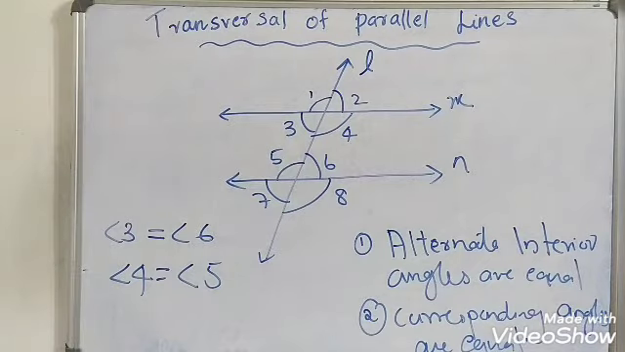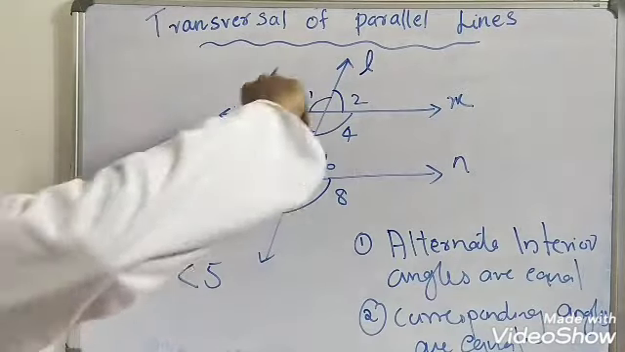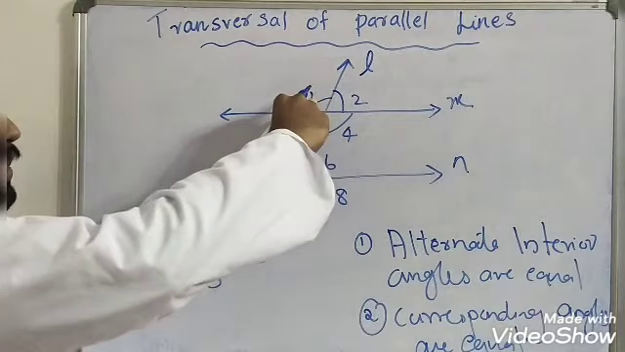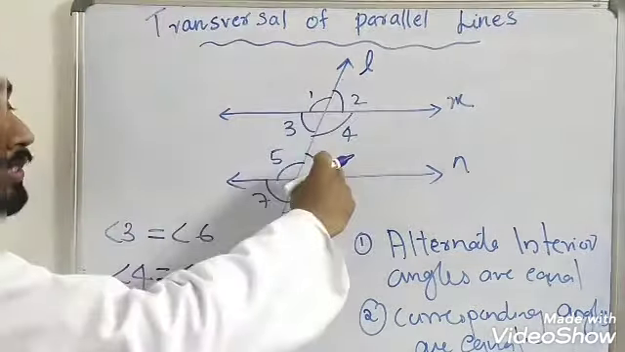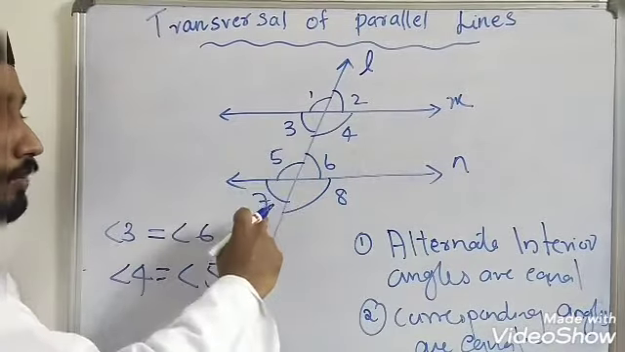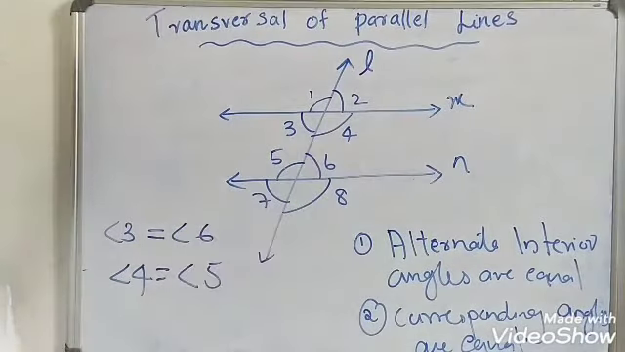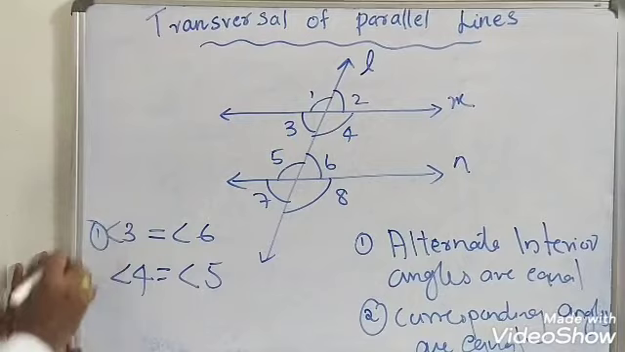Then the next one is corresponding angles are equal. What are the corresponding angles? Here 1 corresponds to 5, 2 corresponds to 6, 3 corresponds to 7, 4 corresponds to 8. So corresponding angles are equal if M and N are parallel.